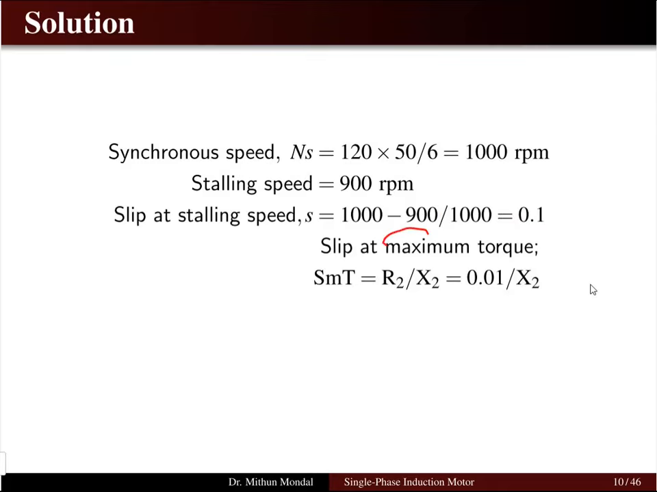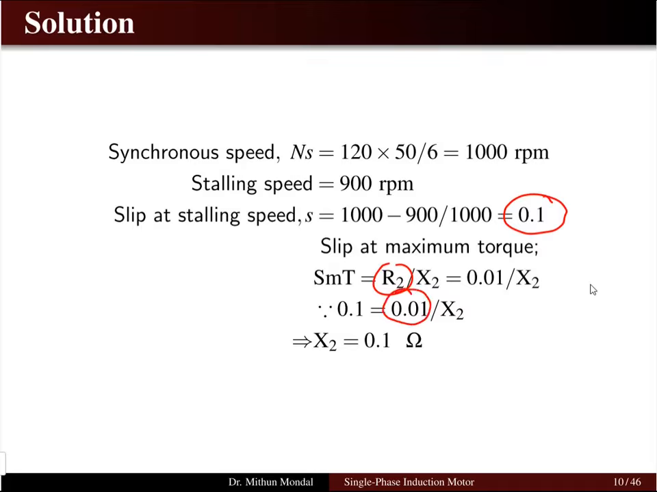Now we have to deal with the maximum torque condition, and we know that the slip is given by R2 by X2. This is the condition for maximum torque. The resistance is given but the reactance is not. The resistance is 0.01 and the reactance we have to calculate. So if we put it in the formula, where the slip is already known as 0.1 and the resistance is given as 0.01, we can calculate the reactance as 0.1 ohm.